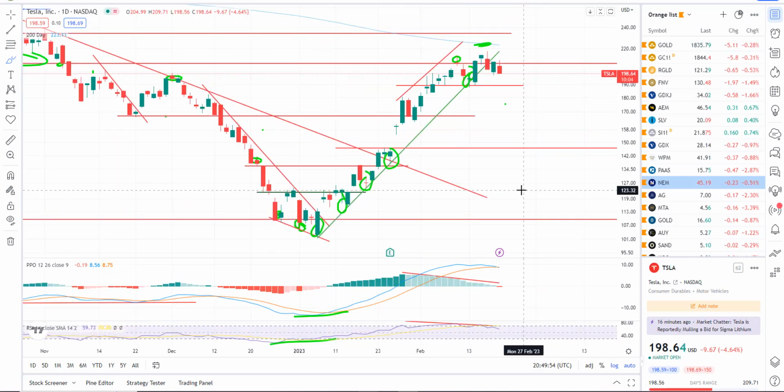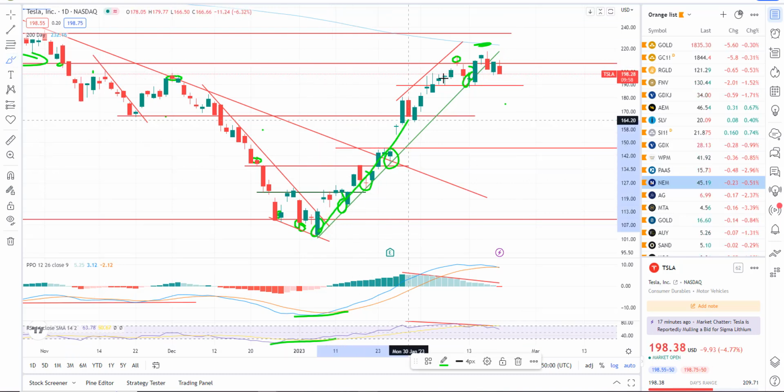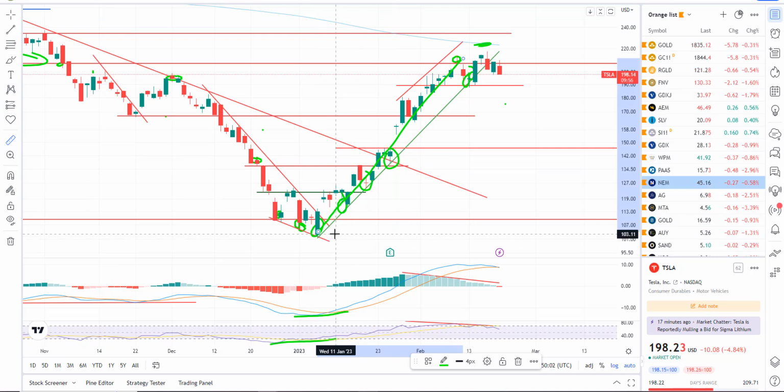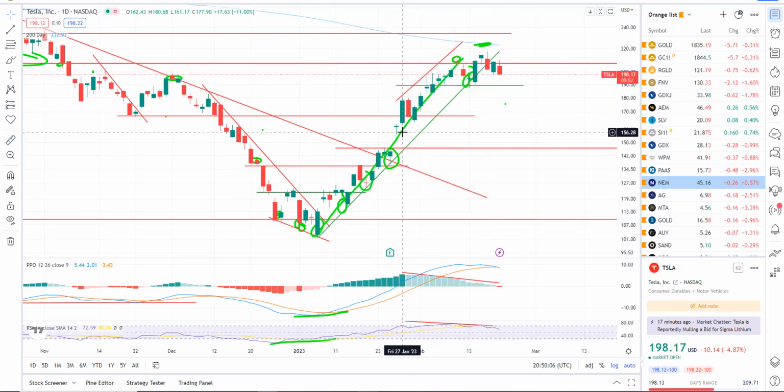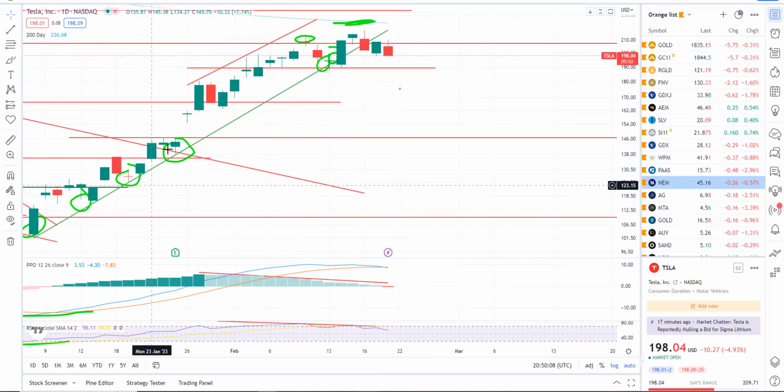Tesla is just starting to roll over. Probably one of my favorite shorts really right now. A couple things about Tesla that I like. You have an uptrend line. This thing rallied off the lows. Tesla rallied off the lows 112%. All right, a nice clean uptrend line to follow.